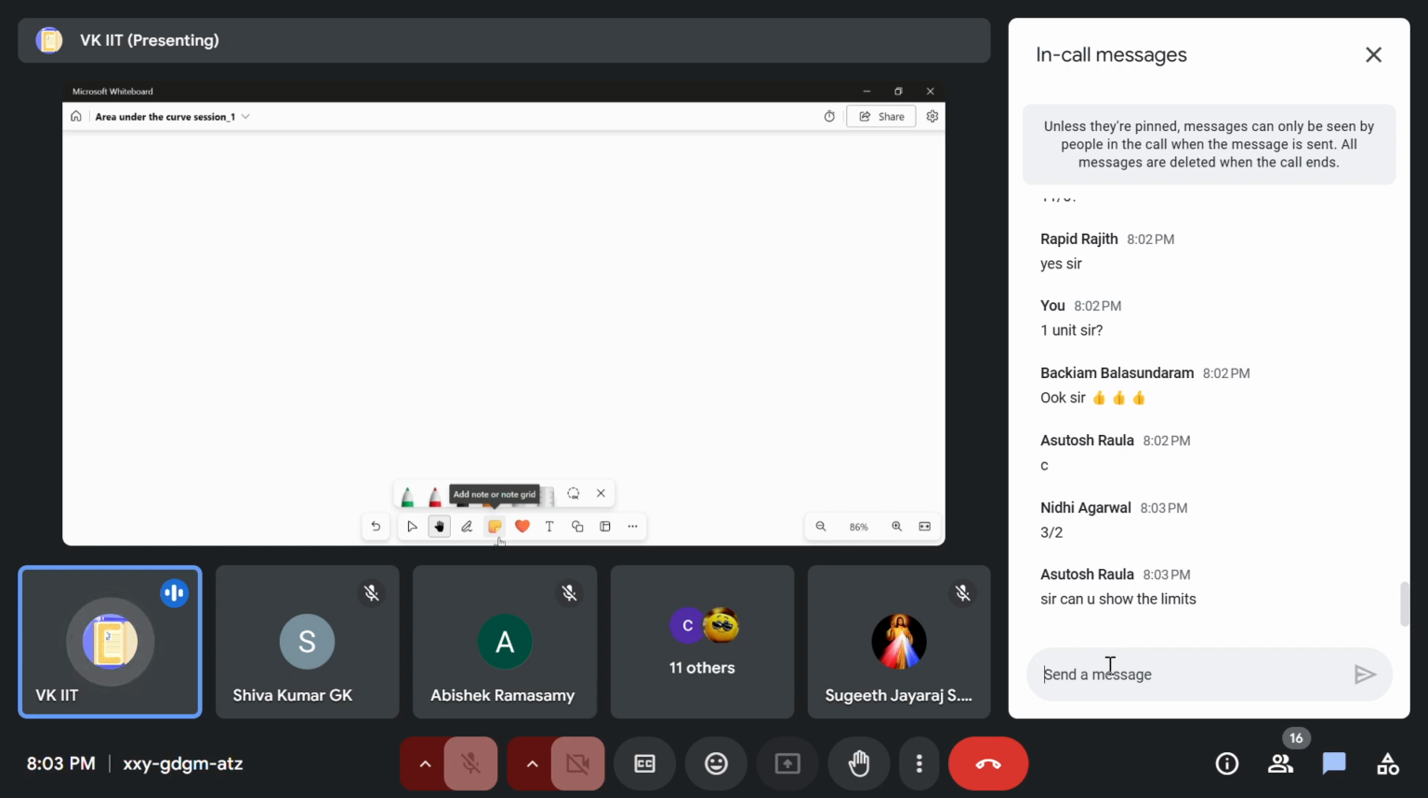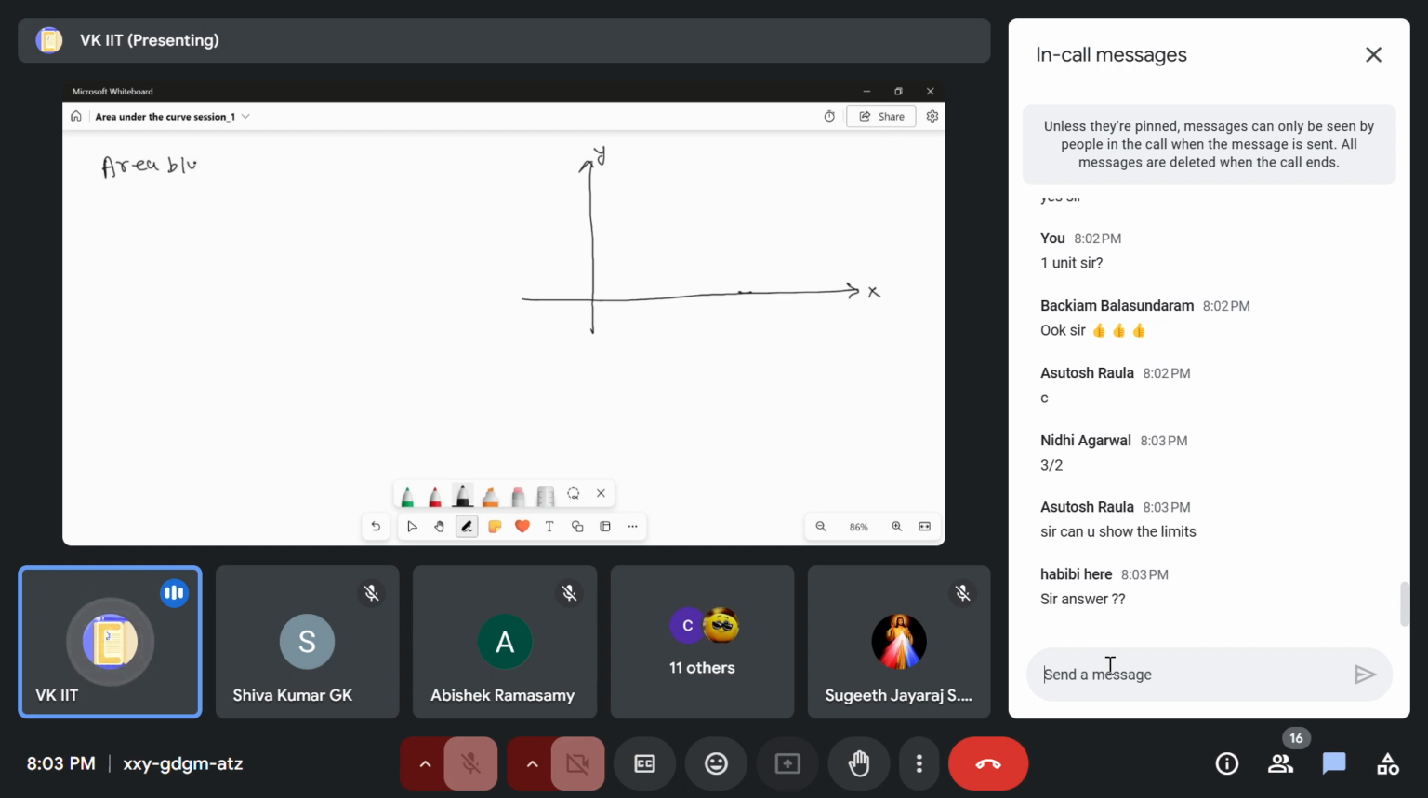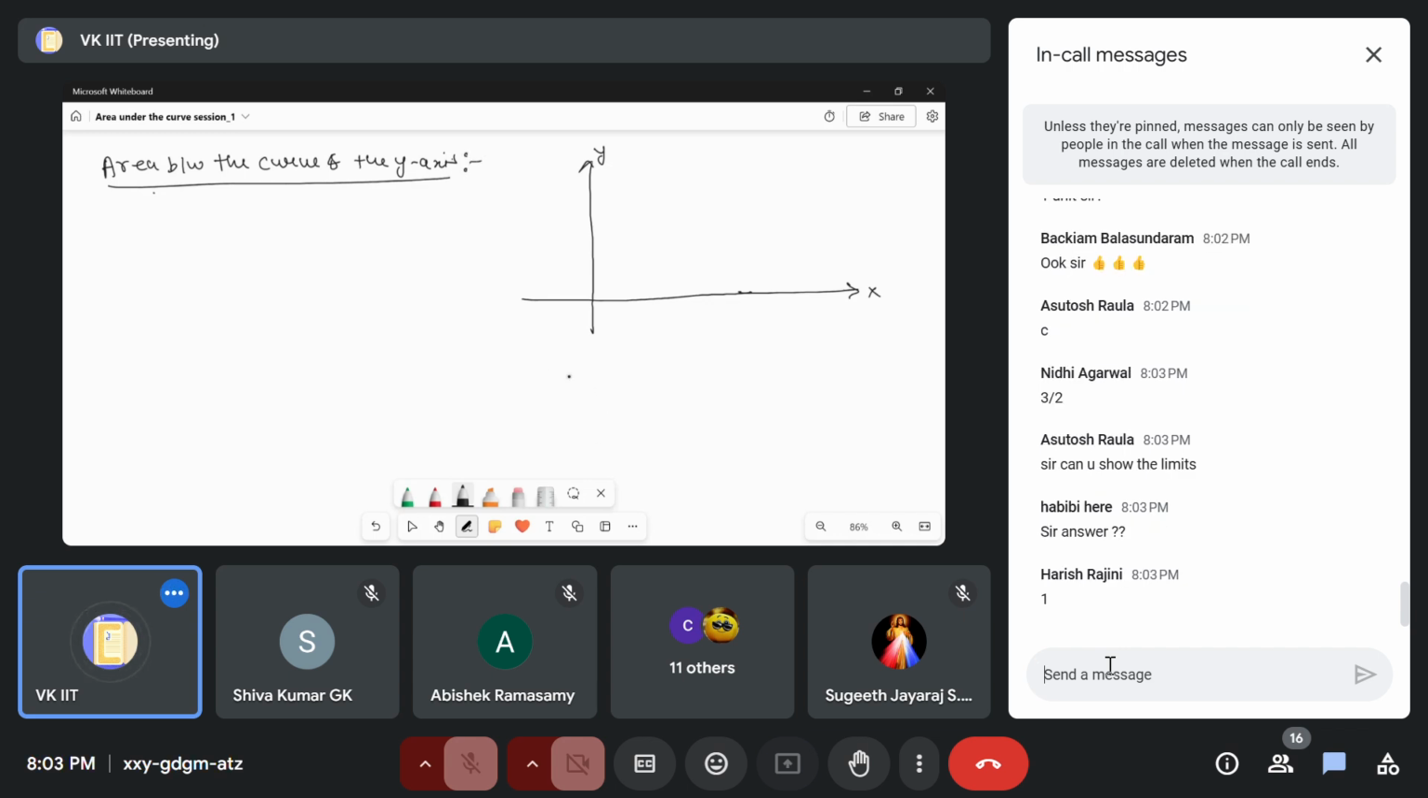Okay, let's quickly cover the y-axis also, because that is the next portion. Let me write the topic name here. This is the x-axis, this is the y-axis. The topic name will be area between the curve and the y-axis. Right?